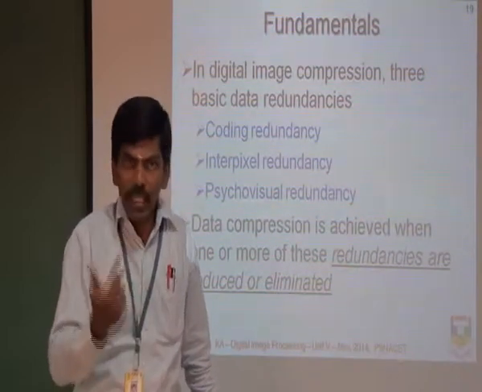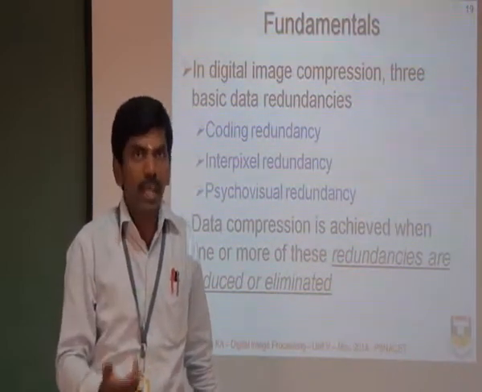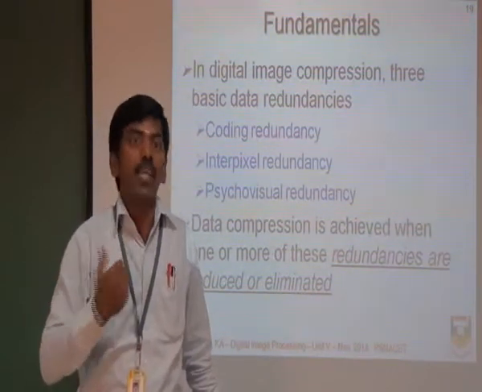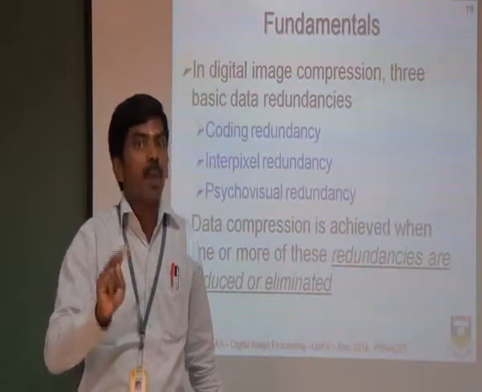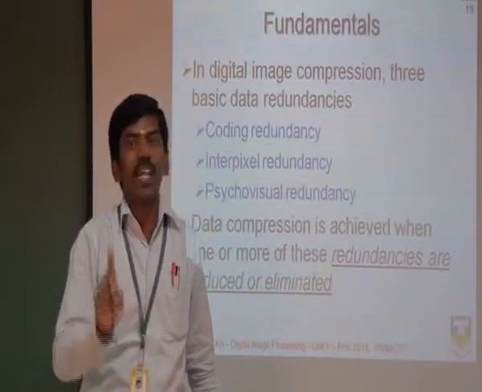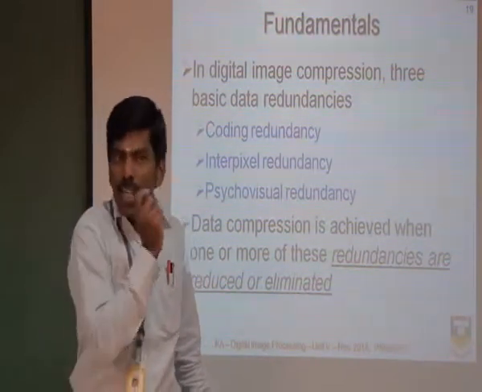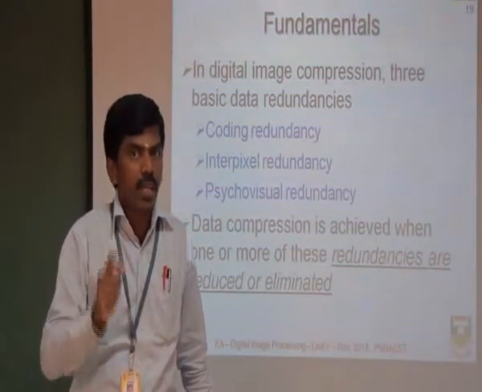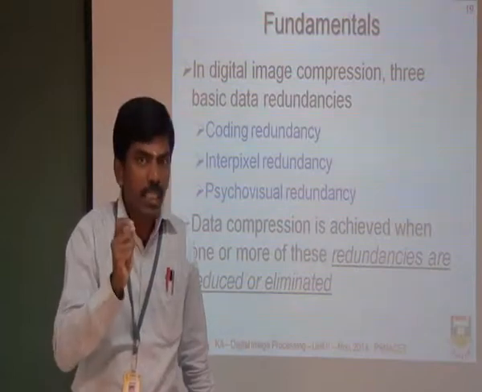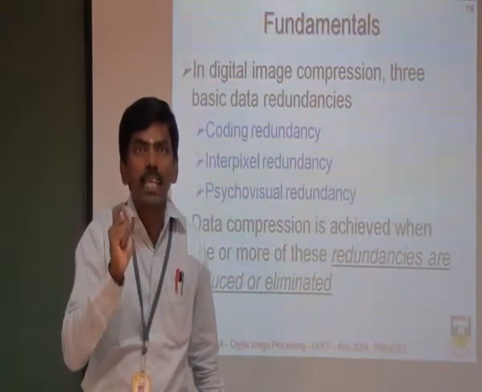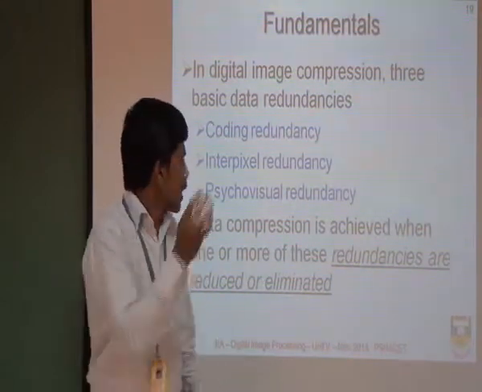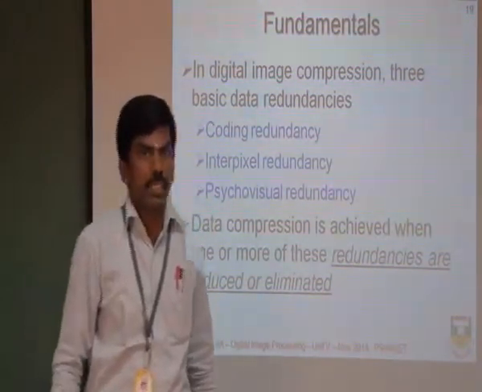So why is the subjective process a drawback? The reason is my perception level is different from your perception level. I can quickly identify even a very light pain, while somebody else senses it only when hit very forcefully. So in psychovisual redundancy, it is purely a subjective process. It depends on the human vision system. Some gray levels cannot be differentiated by the human vision system, and those gray levels can be eliminated. That is called psychovisual redundancy. That is a psychological process.